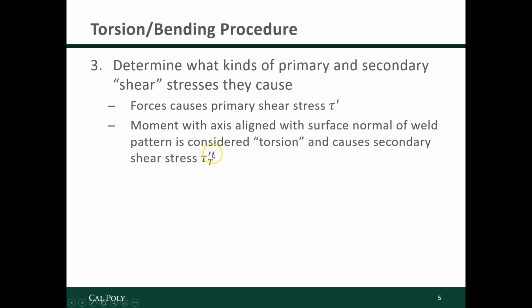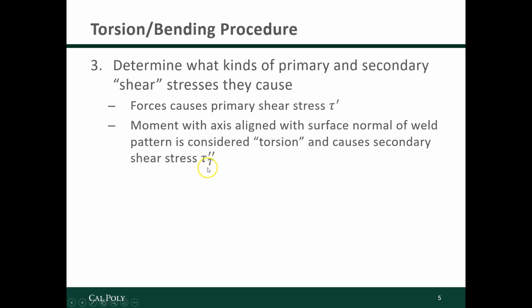Moments with the axis aligned with the surface normal of the weld pattern are considered to be torsion, and they cause a secondary shear stress that we denote tau, subscript T for torsion, double prime. We call it secondary. Primary is from forces, we call it tau prime. Secondary is from a moment, we call it tau double prime.